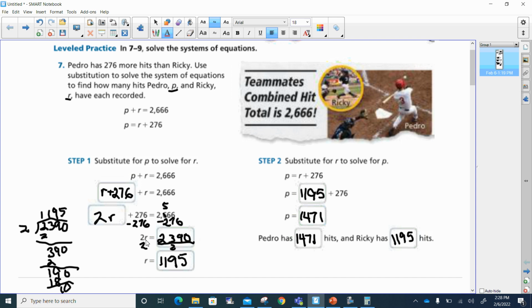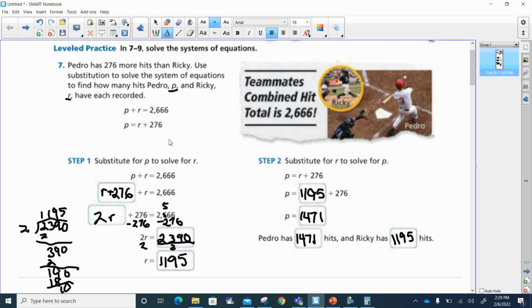Now I have to divide 2R by 2 to get R by itself. Whatever I divide from one side, I do to the other. And that gives me 2,390 divided by 2. When I do that, I get 1,195. So R equals 1,195. R was how much Ricky did. So Ricky had that many hits.